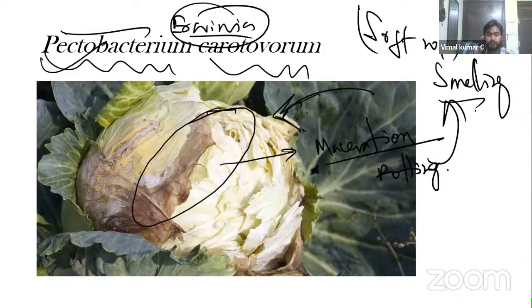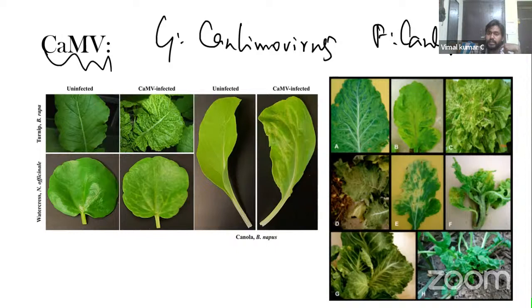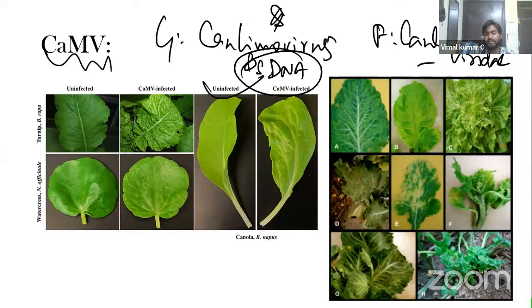Then the next one is cauliflower mosaic virus, right? You might have studied this one. Cauliflower mosaic virus is the species, Caulimovirus is the genus, and the family is Caulimoviridae, right? This is a double-stranded DNA virus. Till now we have studied single-stranded RNA and DNA viruses, but this is double-stranded DNA, right?